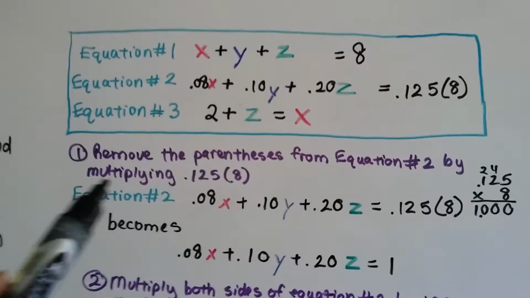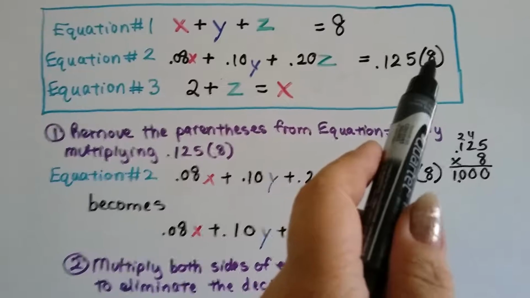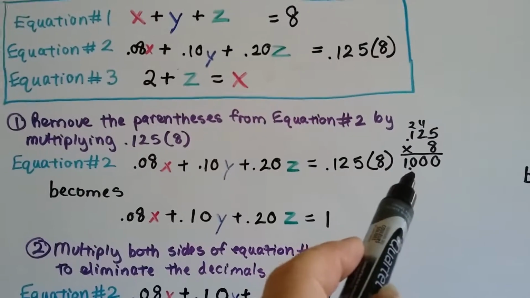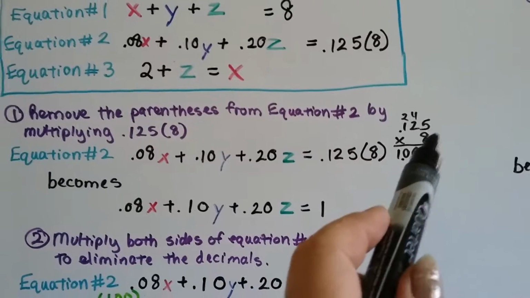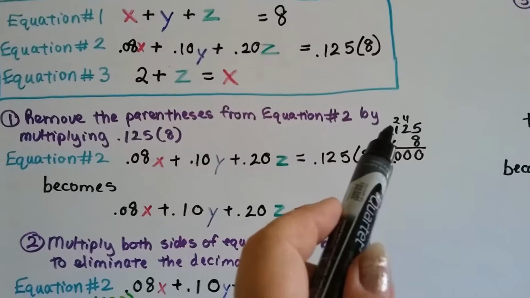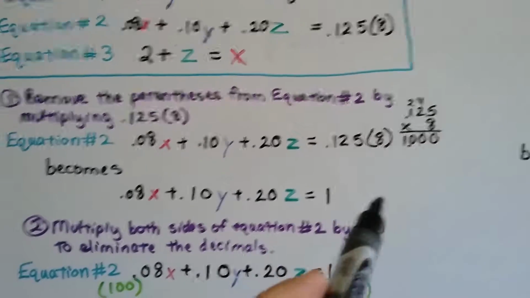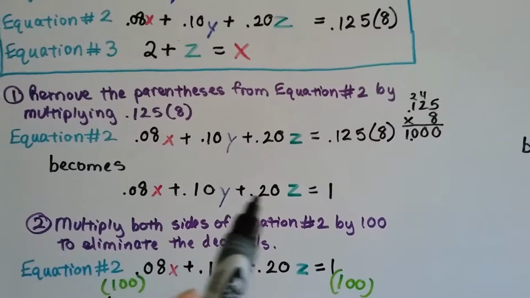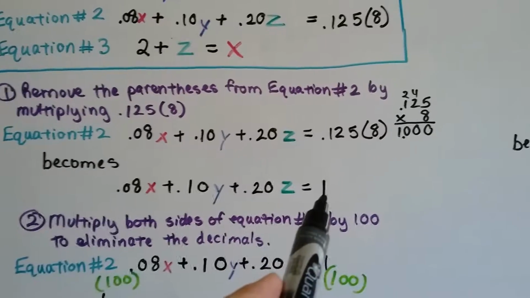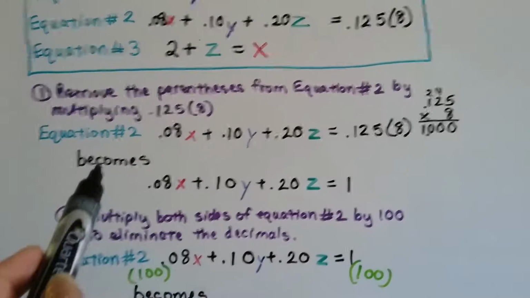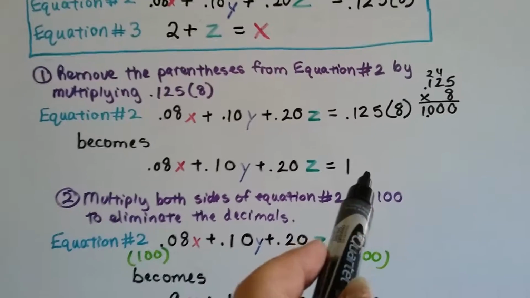So to remove the parentheses from equation 2, we multiply the 0.125 by 8. And we do. 0.125 times 8 comes out to 1.000. There's 3 hops in the equation, so there's 3 hops in the product, and that puts us at a 1. That means this is our new equation. Instead of the 0.125 times 8, we now have it as equaling 1. That's what it became. So this is equation 2 now, all right?